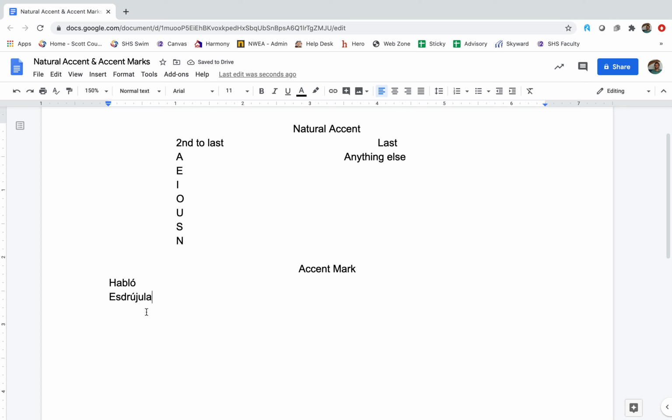All right, where is the accent in this word? Again, we see an accent mark. We don't have to pay attention to the natural accent rules. Instead, we just look at where the accent mark is, and we count back from the end of the word. Last syllable, second to last, third to last. Esdrújula. Esdrújula. And that is all there is to accent marks. You just see where the accent mark is, and that's where the emphasis is.